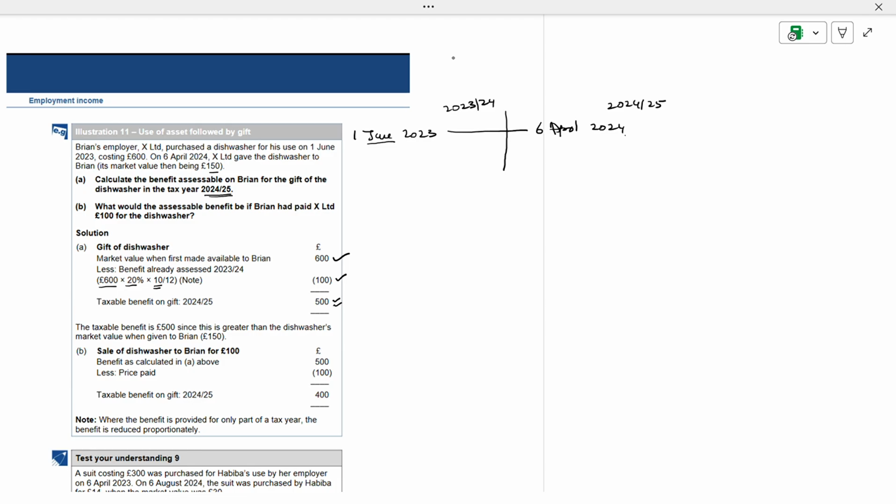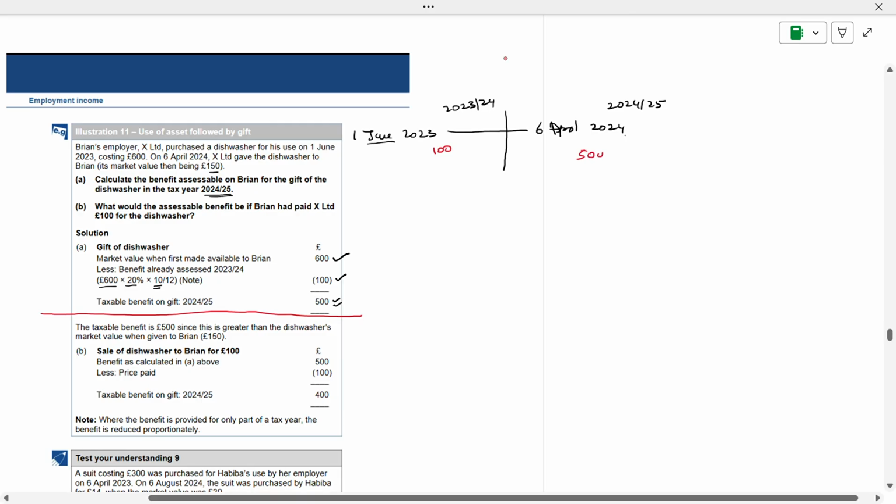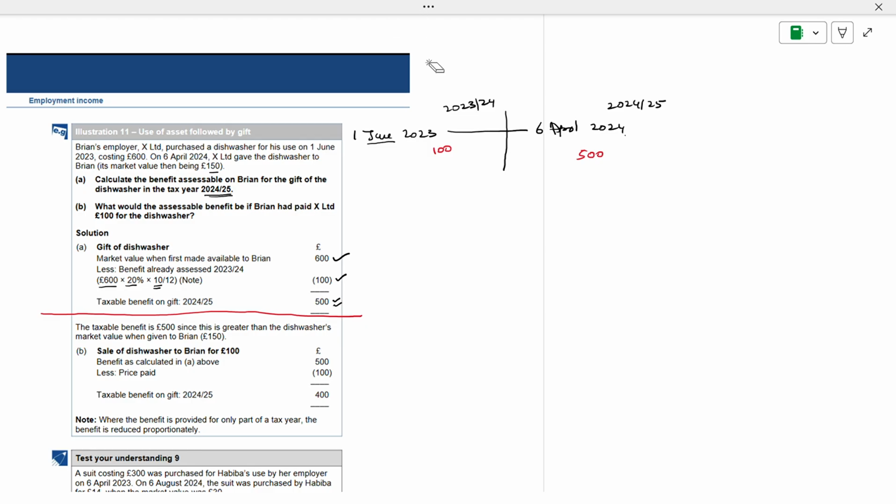Is it okay? Yes, sir. Already they have taxed 100 here. Now how much do they have to tax? The benefit is 500. That is it, the taxable benefit of 500. See, it is not here, it is here.